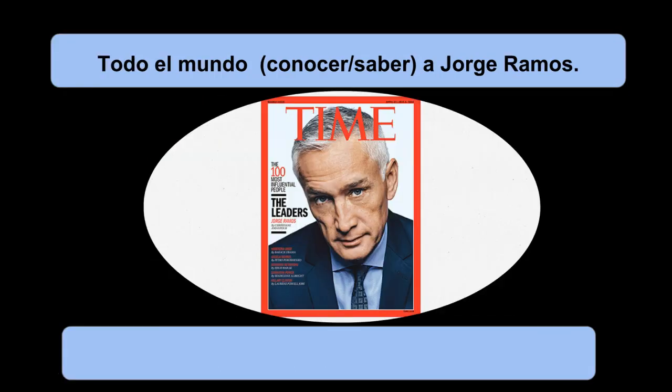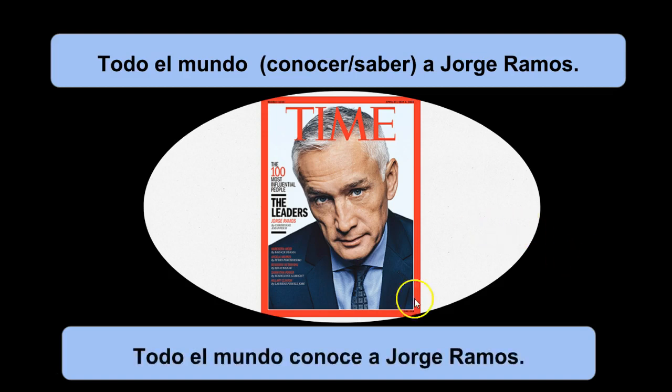So, todo el mundo, blank al Jorge Ramos. Todo el mundo means everyone, so everyone is familiar with Jorge Ramos. And so you should have picked conoce, but one of the key things is you have the letter A, the personal A in Spanish, and that indicates automatically that you would use conocer.